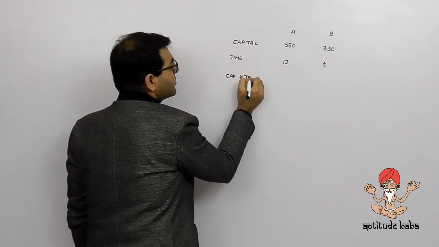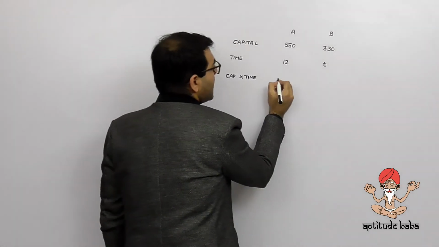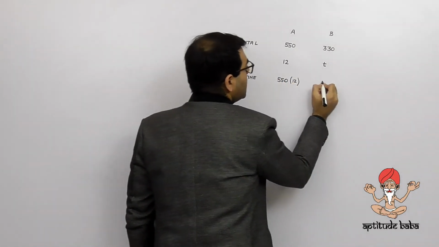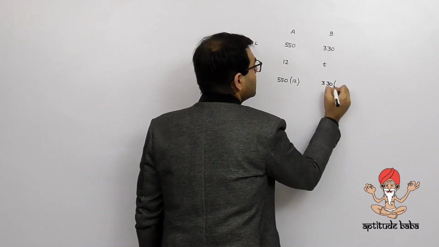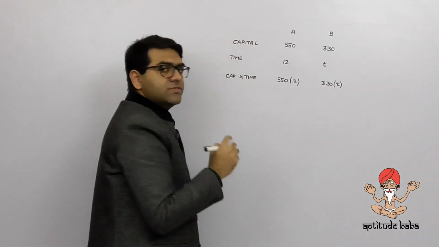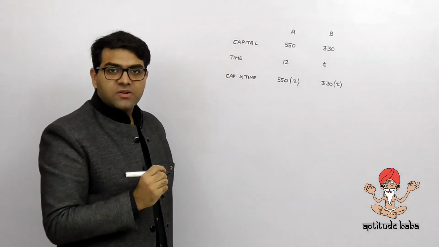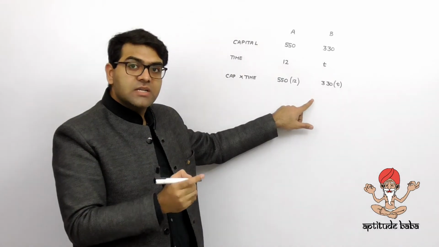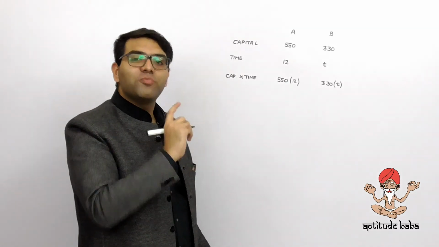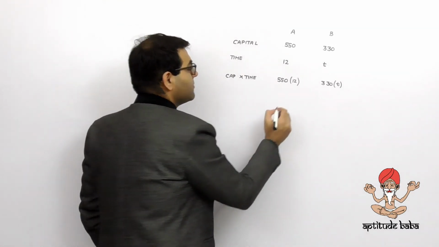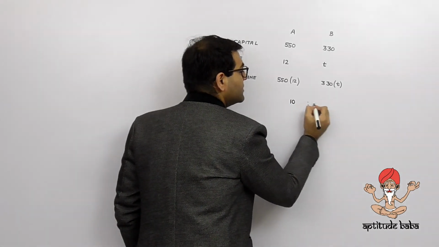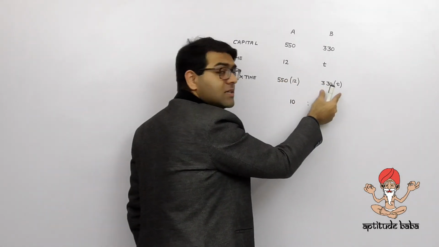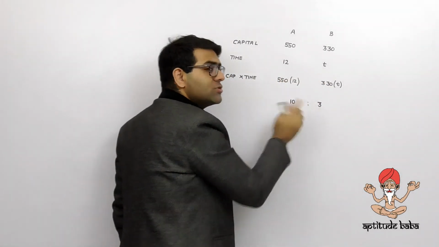So as far as the product of capital and time is concerned, can I say that becomes 550 into 12 for Arvind and 330 into T for Bridge? As we have learned in the basic concepts of partnership, the ratio of capital and time product is the ratio of profits. Now if profits of Arvind and Bridge are divided in ratio 10:3, so can I say 550 into 12 is to 330 into T is in ratio 10:3?